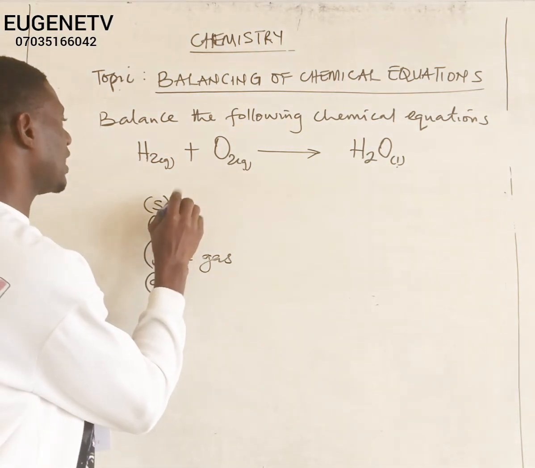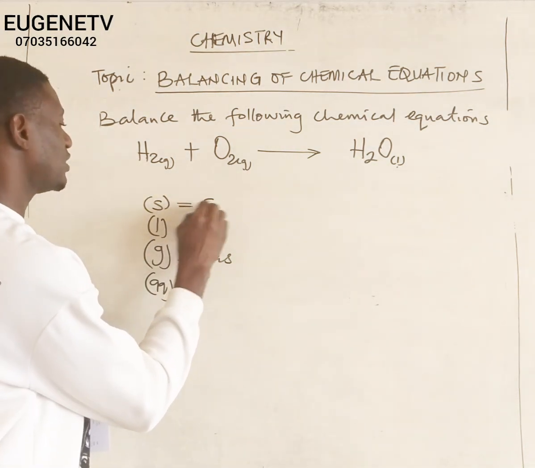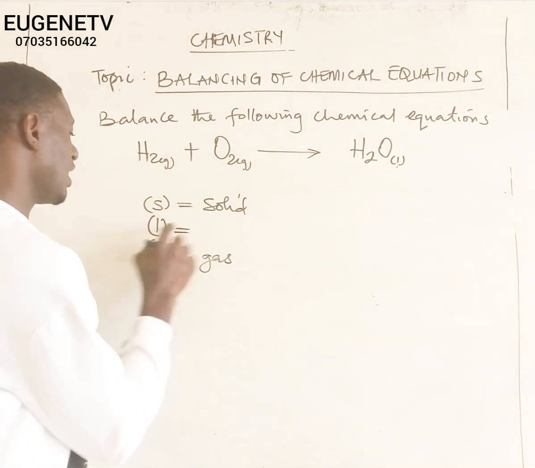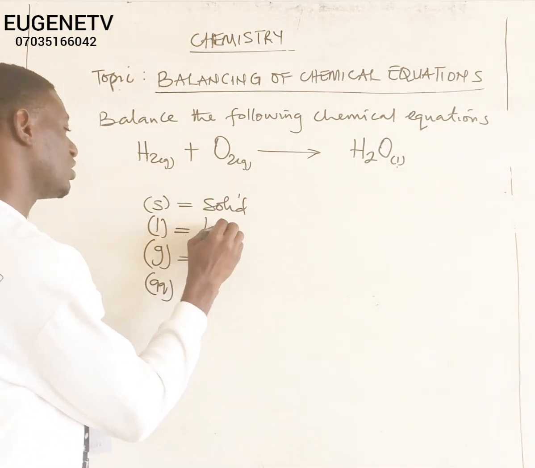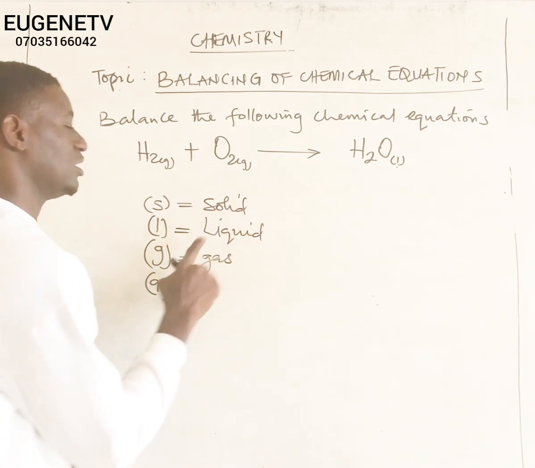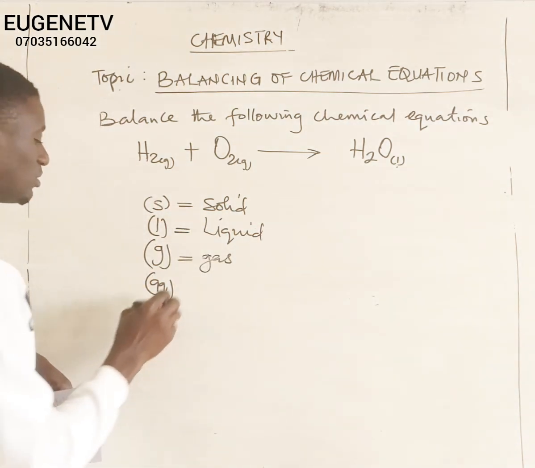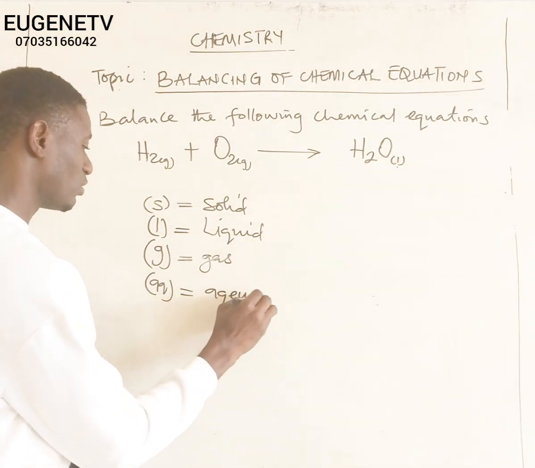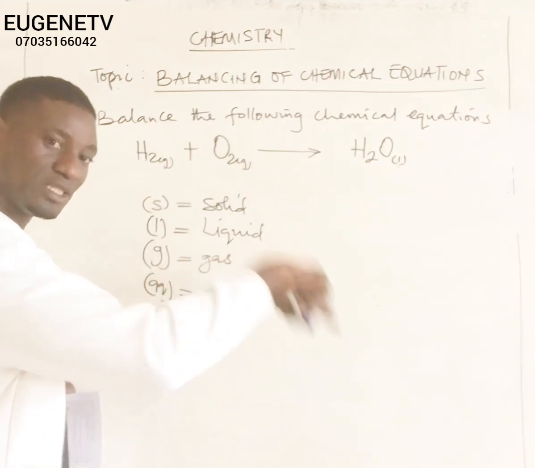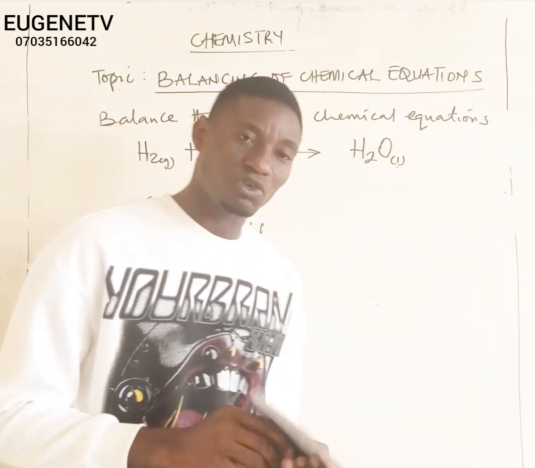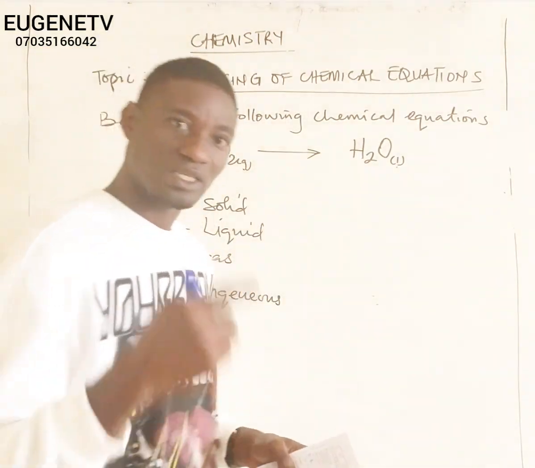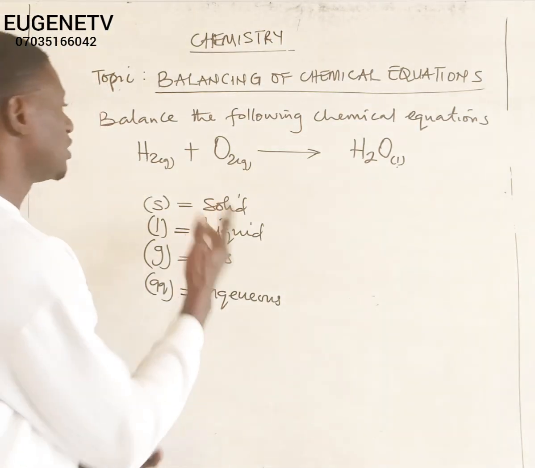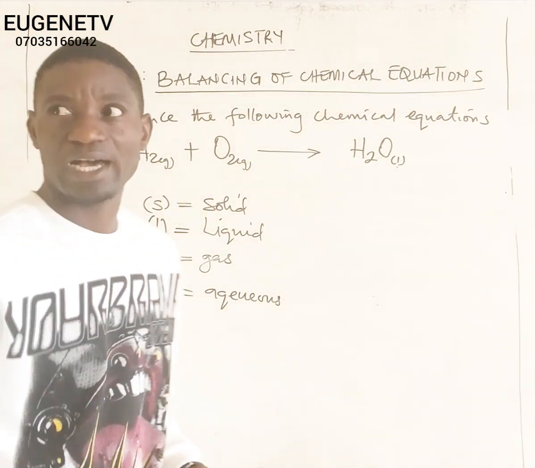If you see S, it means that the physical state of that substance is solid. If you see L, it means that the physical state of that substance is liquid. And if you see AQ, aqueous, it means that the substance is dissolved in water. It is in solution form, and of course, the solvent there is water. That is the meaning of the word aqueous. These are the few things we need to know about chemical equation.